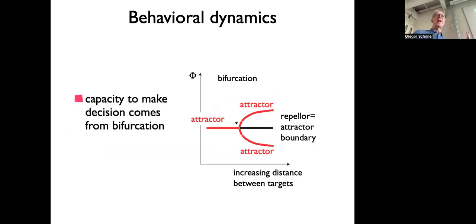So what connects these two regimes is a bifurcation. Right? We learned that last week. Bifurcation is a property of a family of dynamical systems, right? With a parameter, and the parameter would be here the distance in angle between the two targets. So that creates a family.